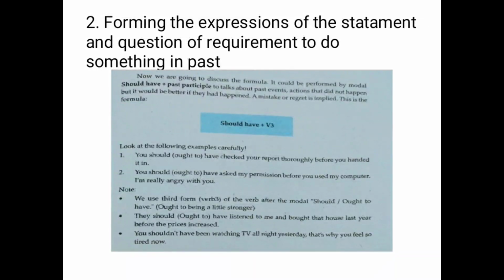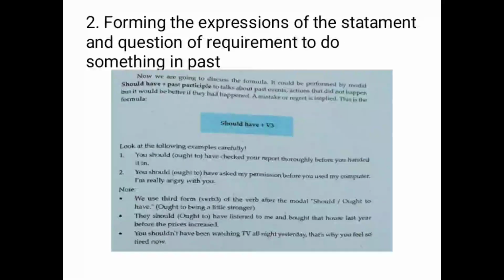Now, this number 2 of point C, we are going to discuss the formula. It could be performed by modal should have and past participle to talk about past events, actions that did not happen, but it would be better if they had happened. A mistake or regret is implied. This is the formula: should have plus verb 3.